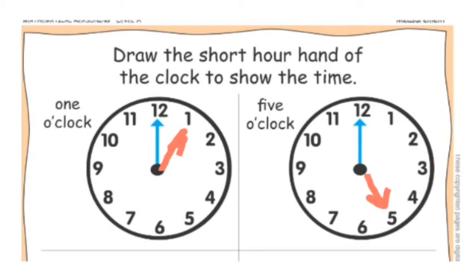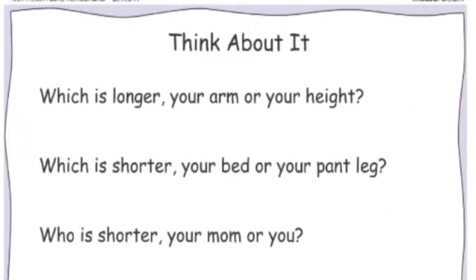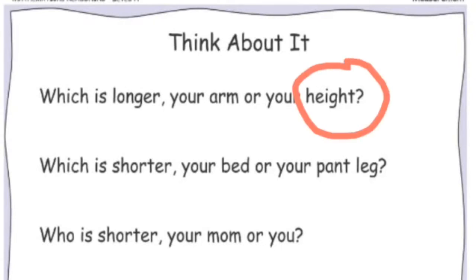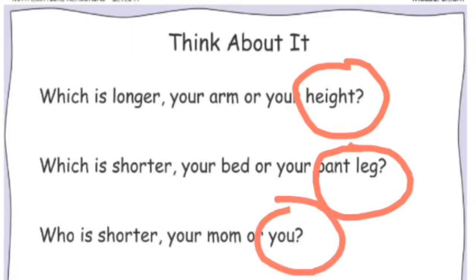Alright, now let's move on to the other part of this class, which is logical reasoning. Are you set? Now let's think about some things here. Which is longer, your arm or your height? Which is longer? Is it your arm or your full height? Of course, it's your height that is longer. Now, which is shorter? Is it your bed or your pant leg? Which is shorter? Of course, it's your pant leg. Now, who is shorter? Is it your mom or you? Of course, it's you. Are you taller than your mom? No, you are shorter than your mommy.